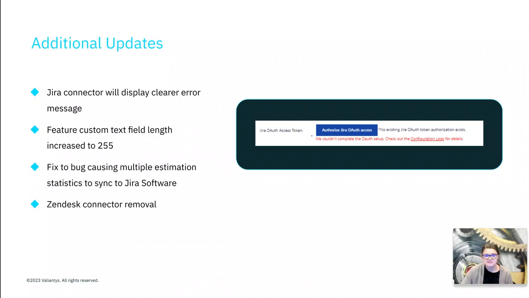Atlassian also fixed a bug related to the syncing of feature estimation points. This bug caused the connector to sync both points and t-shirt size estimations to Jira software, even when the portfolio was configured to use points as the estimation statistic. Going forward, this fix will prevent such syncing errors, and it will only sync the estimation statistic configured under the portfolio settings in Jira Align.